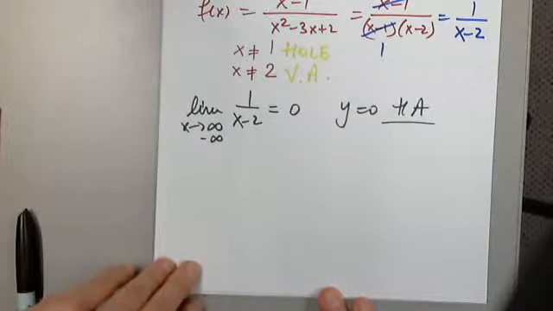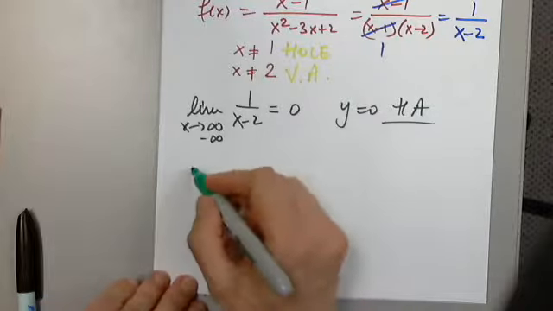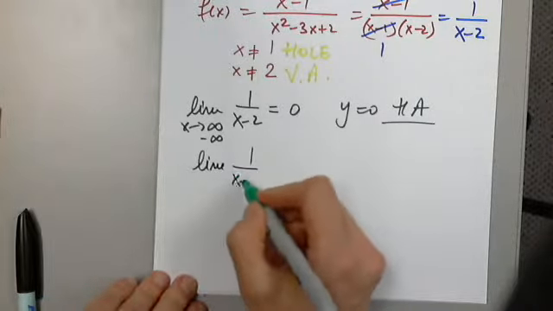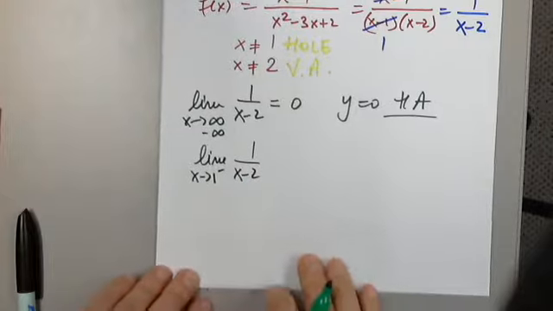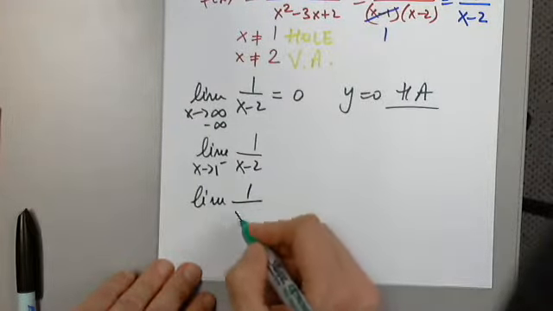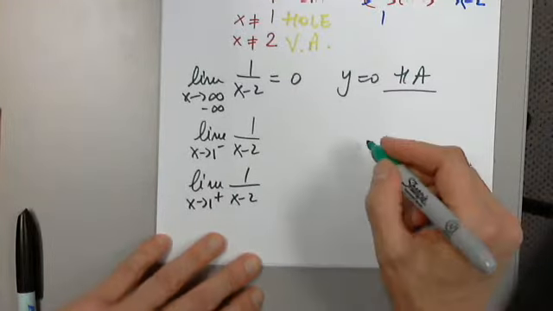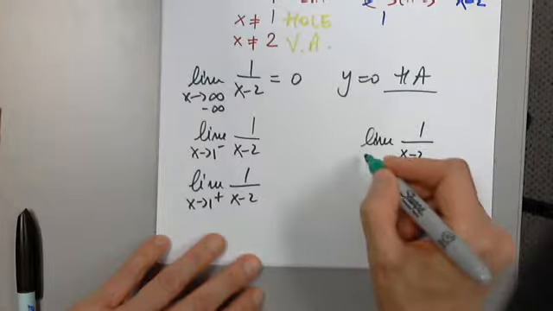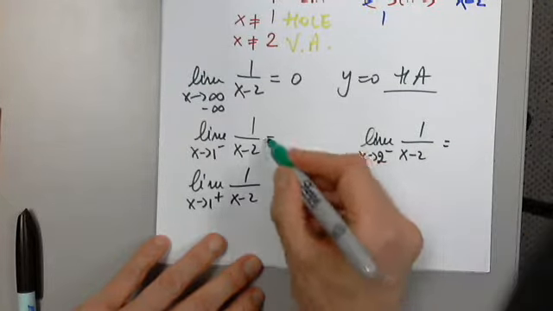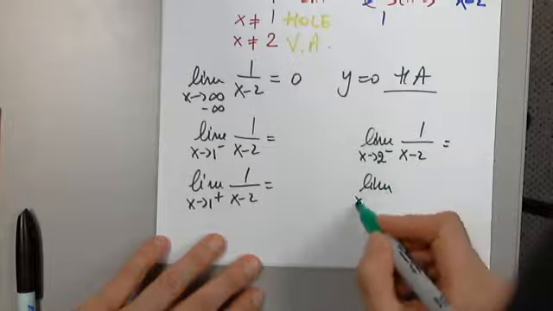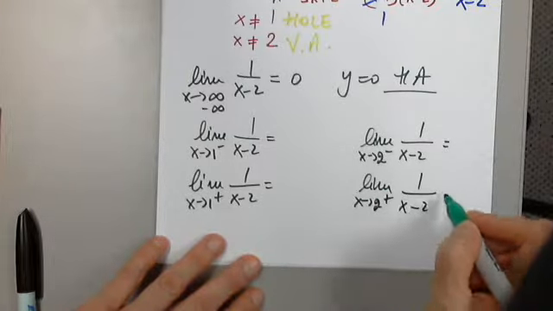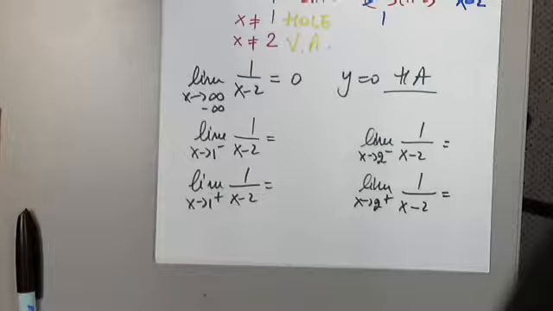Now I have to find two limits, left and right of 1 and left and right of 2. So the limit of 1 over x minus 2 as x approaches 1 from the left. Limit of 1 over x minus 2 as x approaches 1 from the right. Similarly, the limit of 1 over x minus 2 as x approaches 2 from the left. And the limit as x approaches 2 from the right of 1 over x minus 2. Which one do we want to start with? It doesn't matter.